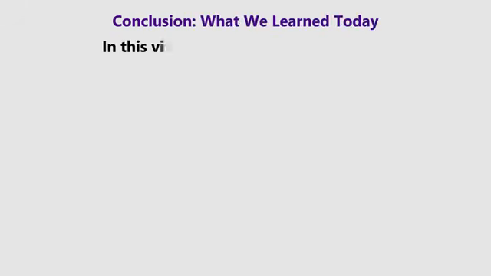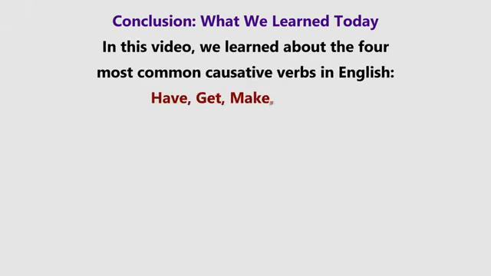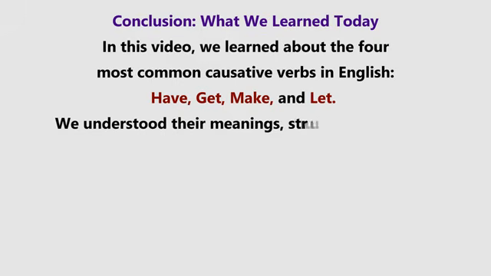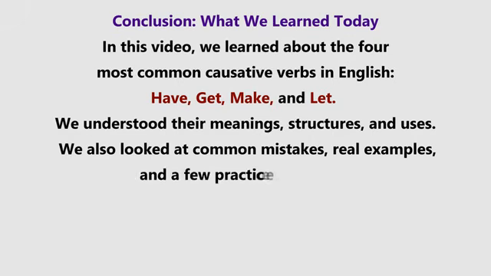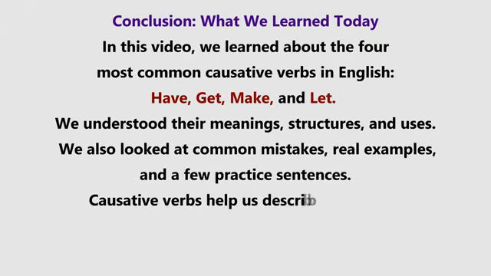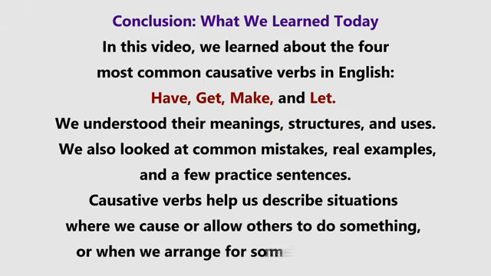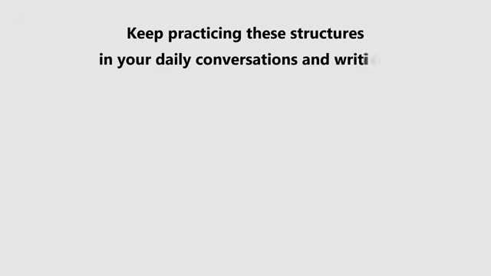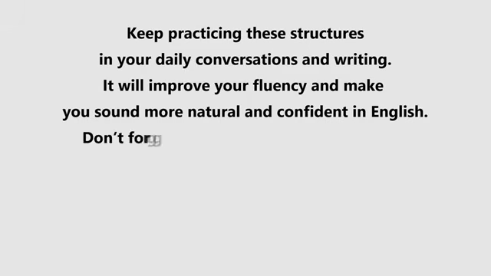Conclusion, what we learned today. In this video, we learned about the 4 most common causative verbs in English: have, get, make, and let. We understood their meanings, structures, and uses. We also looked at common mistakes, real examples, and a few practice sentences. Causative verbs help us describe situations where we cause or allow others to do something, or when we arrange for something to be done. Keep practicing these structures in your daily conversations and writing. It will improve your fluency and make you sound more natural and confident in English.